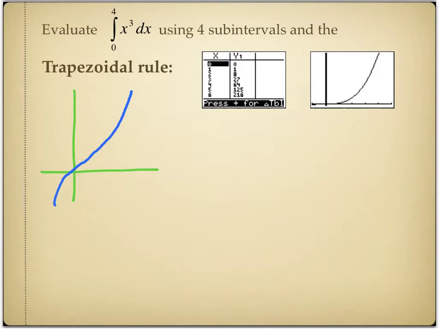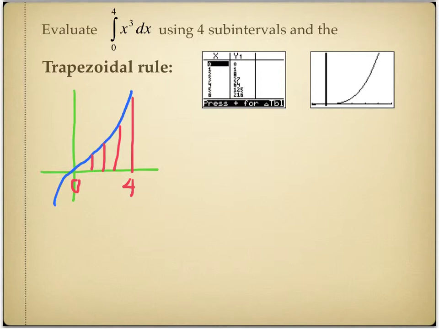So my intervals then are going to be, I want 4 of them. So 1, 2, 3, 4. It's going to go from 0 to 4. So you can see where the trapezoidal aspect of this would probably come into play. Now let's actually calculate this out. I've used the table up here. This will help me figure out what those y values are when I do the formula here.